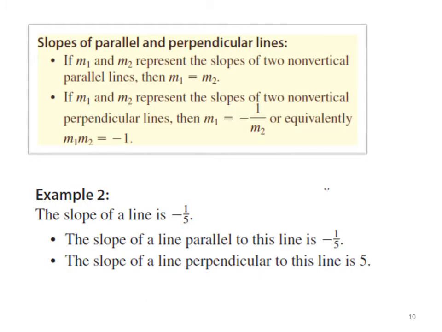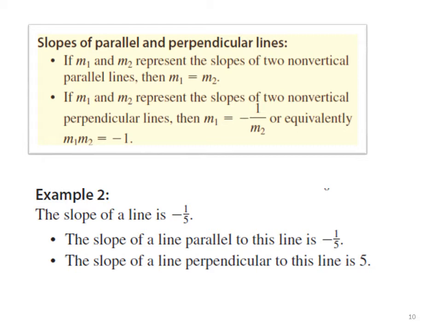Here are now some properties. We can use the slope, and there are two properties that we can use by looking at the slope of a line, and that will give us a relationship between the slopes of parallel lines and perpendicular lines.